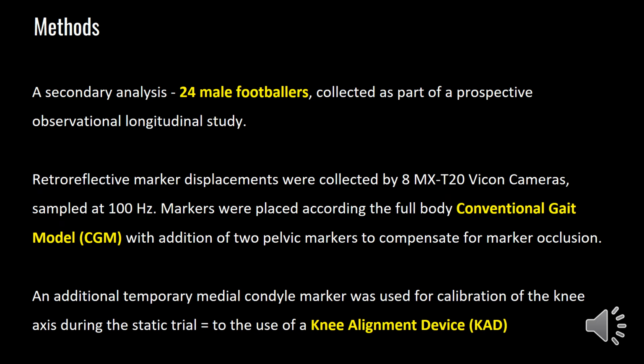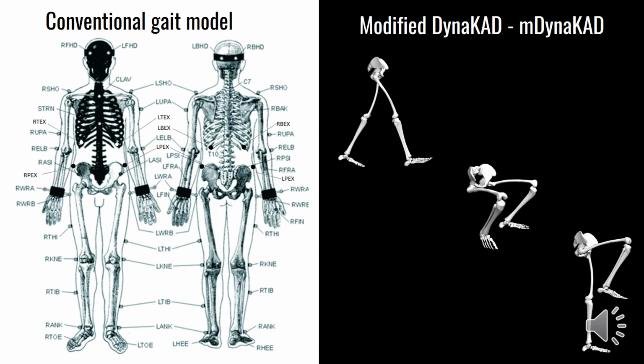And so we used data from 24 male footballers, which were collected as a part of a prospective observational longitudinal study, and we put some retroreflective markers on them according to the conventional gait model, and we used some additional markers to try and prevent markers dropping in and out during the tasks on the pelvis, and we used an additional medial condyle marker to orientate the knee axis. And so what you can see, the image on the left is the marker set that was used from the conventional gait model, and we use the same external marker set for the activities of walking, a squat, and a hurdle step.